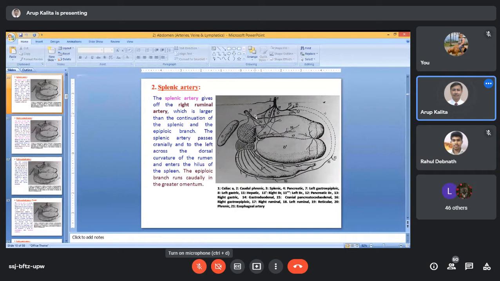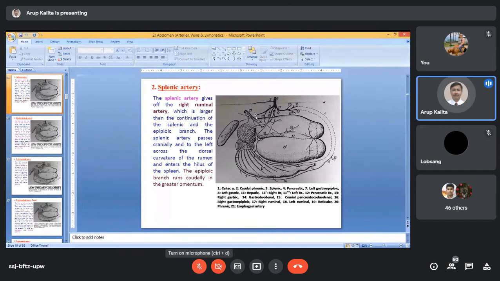So you tell me, spleen is supplied by which artery? Splenic artery. Okay, this can come in the exam. Spleen is supplied by which artery? Splenic artery. So splenic artery arises from celiac artery. Yes, celiac artery.